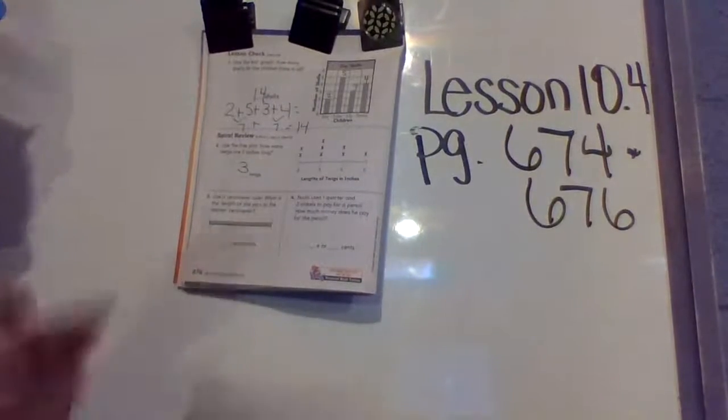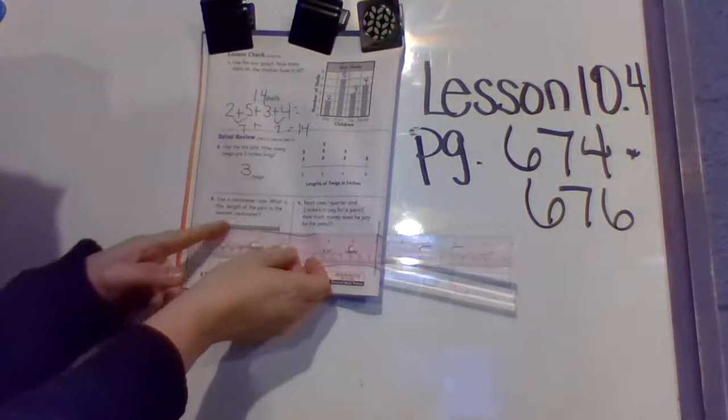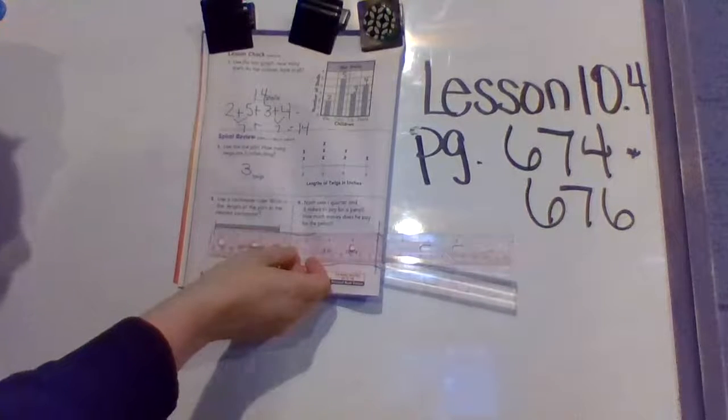Okay, the next one we need a ruler for. We're going to use the centimeter side of the ruler. So that's the side that goes to the 30. We're going to put the 0 on the edge of the yarn and we're going to follow our finger all the way to which whole number it's closest to. And I see that it is closest to the 3 centimeter mark.